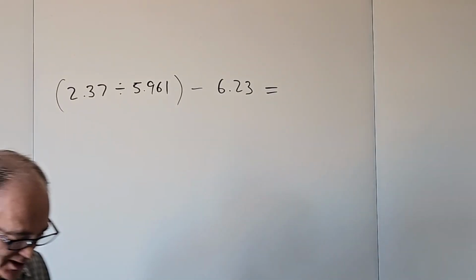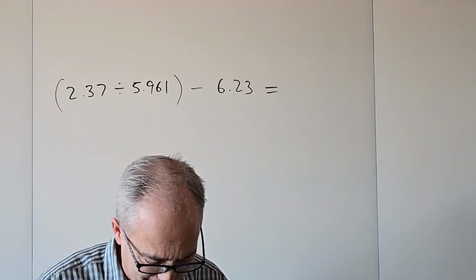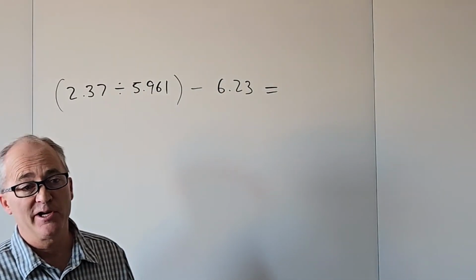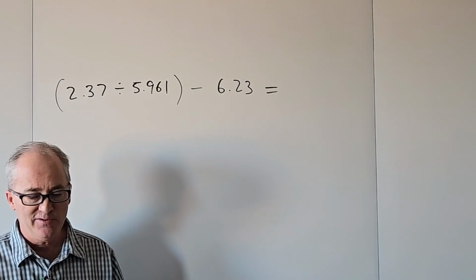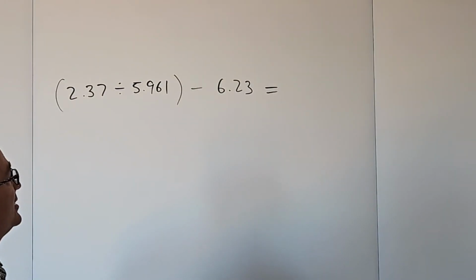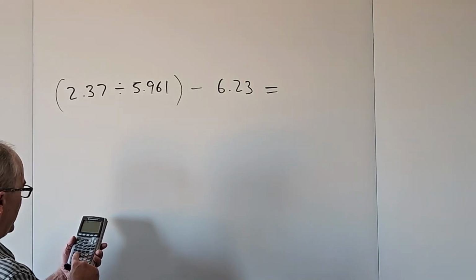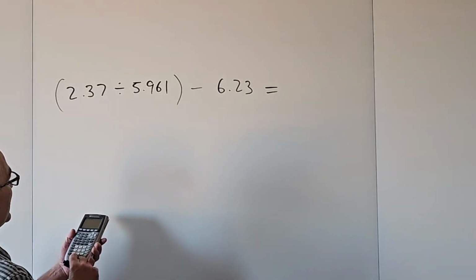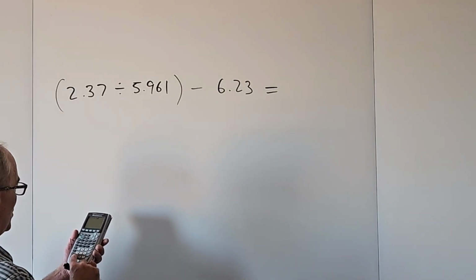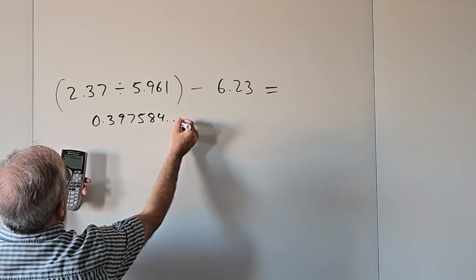So how many significant digits do we want in our answer? Notice it's a mixed operation. We do the division first, and then we're going to do the difference. So that's how you want to do it here. I'm going to go 2.37 divided by 5.961, and I get a number that trails off.